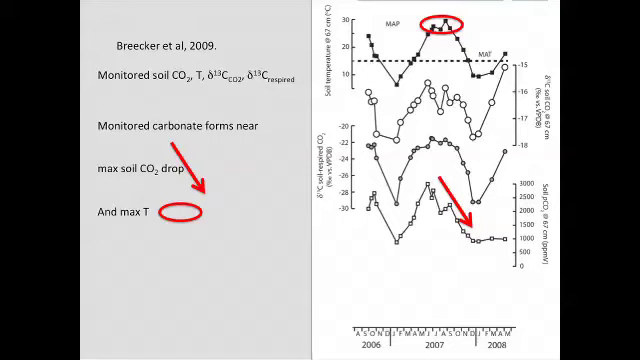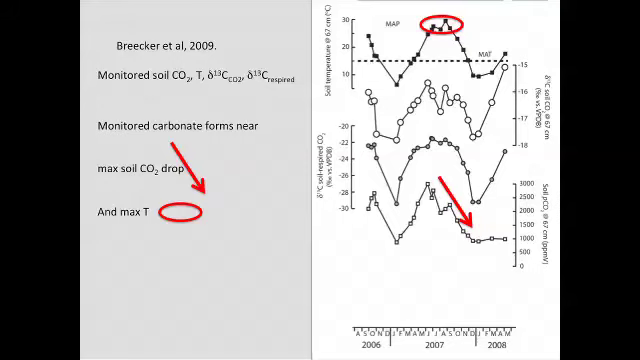Dan Breaker did another nice thing in this study. He monitored soil CO2, temperature, and delta C13. It's a fairly coarse data set. I've got a student, Tyler Huth, who's doing a similar data set now, only he's making these measurements every 15 minutes. Except he can't get the delta C13 that often. We've got soil profiles being measured every 15 minutes from some soils out here in Utah.